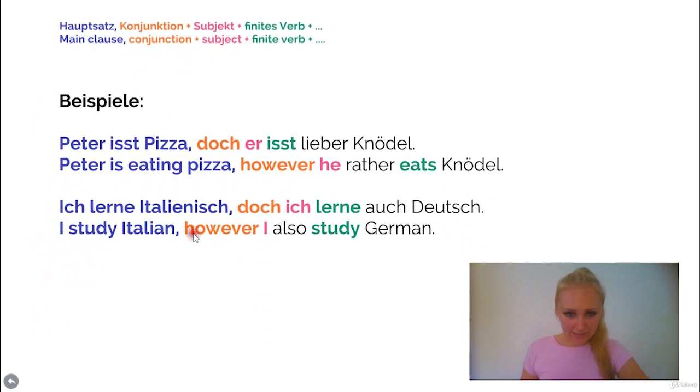Then the next example, ich lerne Italienisch, doch ich lerne auch Deutsch. Okay, I study Italian, however, I also study German. Doch ich lerne auch Deutsch. Okay, so you see the word order. This is what you have to keep in mind. The word order here is actually exactly the same as in the subclause after the conjunction. First the subject, then the verb. Right? It's exactly the same constellation of the sentence.